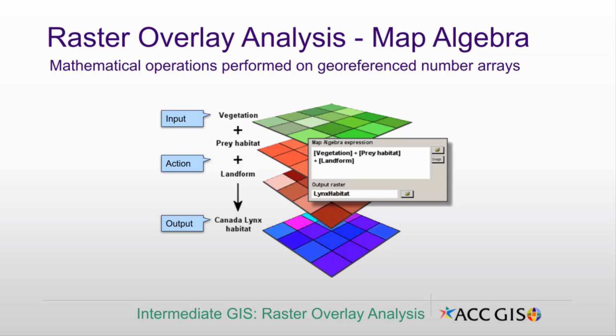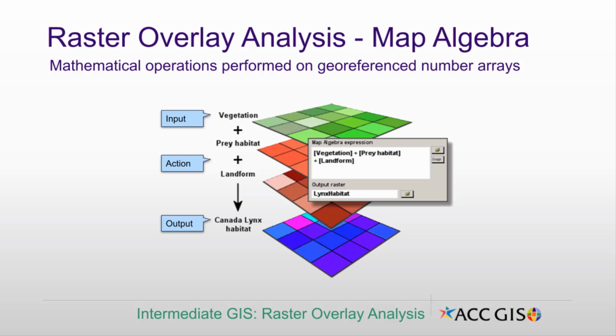So in this conceptual example that you see on your screen, I've got preferred vegetation, prey habitat, and landform for the Canada lynx. And my input for my map algebra are the preferred raster data sets that include vegetation, prey habitat, and landform. And then the action is I am adding the coincident cells in each of these raster data sets together. And then, of course, my output is the preferred habitat for the Canada lynx. And so the higher scoring the values in the preferred vegetation, prey habitat, and landform, the higher the score in the cells for my suitability index for the Canada lynx.